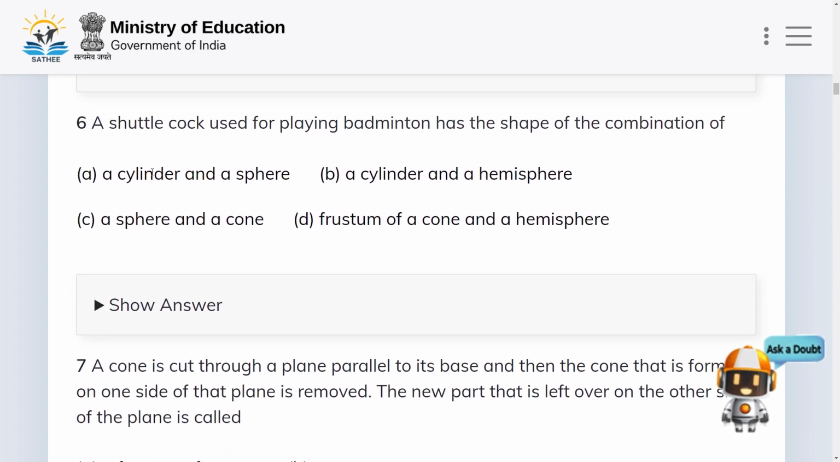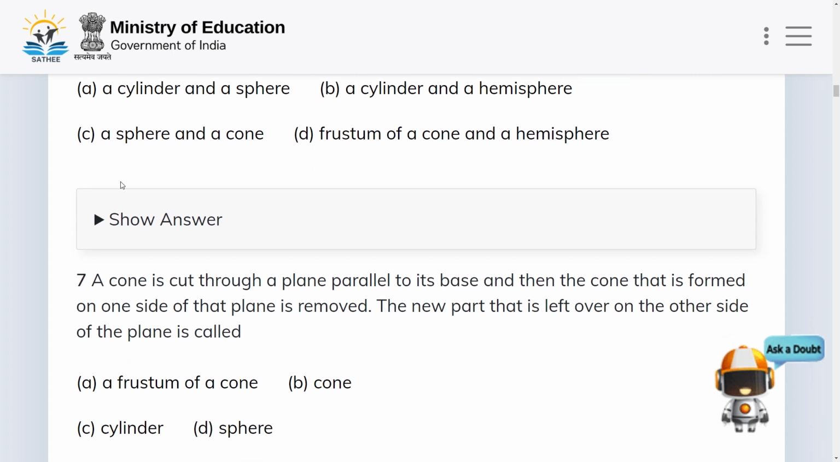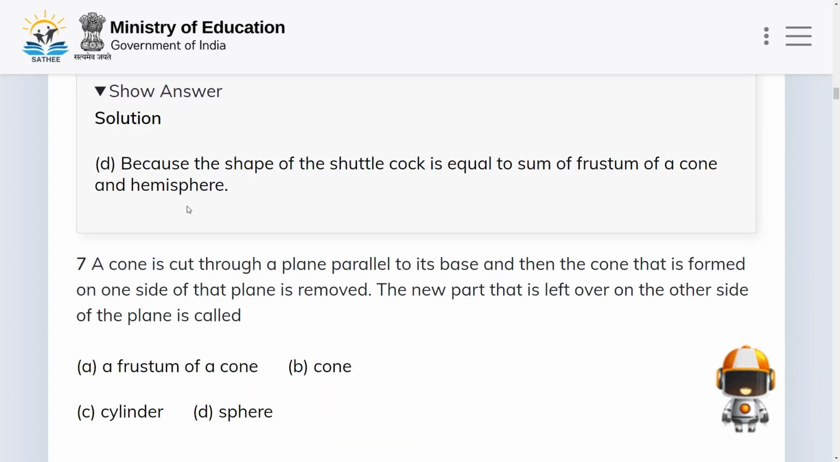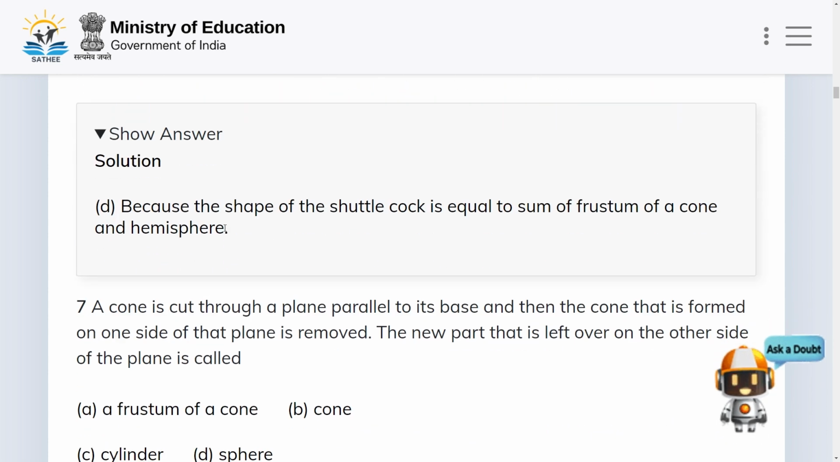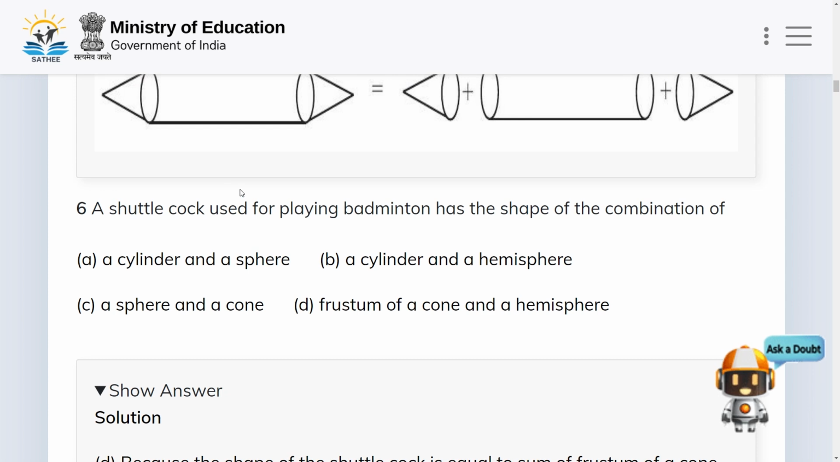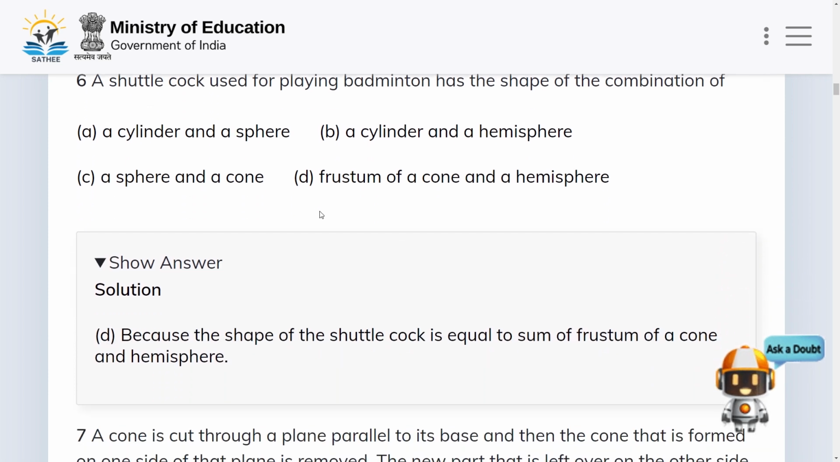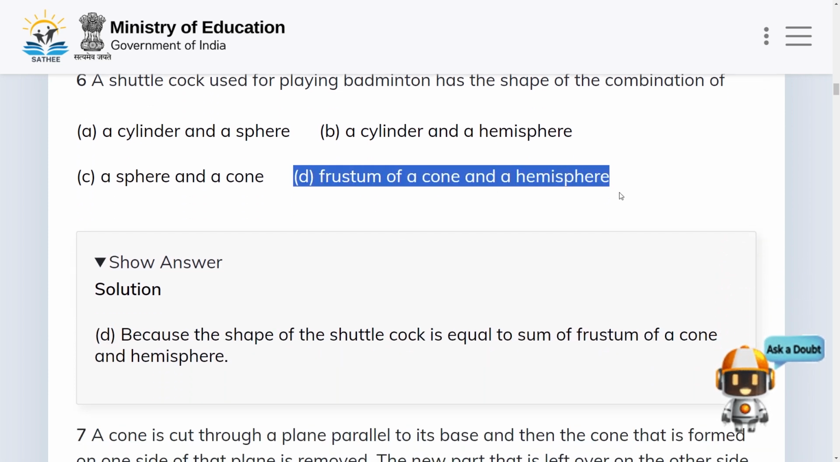So in the next problem, we have: a shuttlecock used for playing badminton has the shape of the combination of what? Look, you have seen the shuttlecock that is used for playing badminton. The shape of the shuttlecock is the combination of a frustum of a cone and a hemisphere. So a shuttlecock used for playing badminton has the shape of the combination of a frustum of a cone and a hemisphere. So here the correct answer is option D.